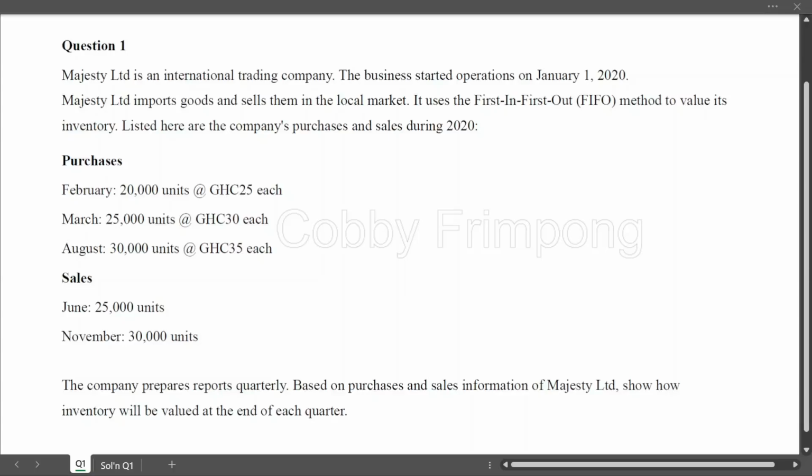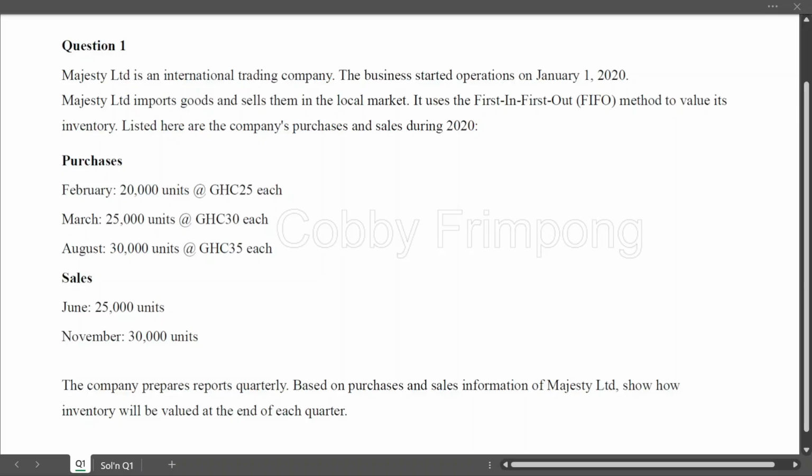Welcome to this practical session on IAS 2 Inventories. In this lesson, we are going to solve practical questions step by step so that you clearly understand how the principles of IAS 2 are applied in examinations and real-world scenarios. This session will help you move from simply knowing the standard to actually applying the standard.